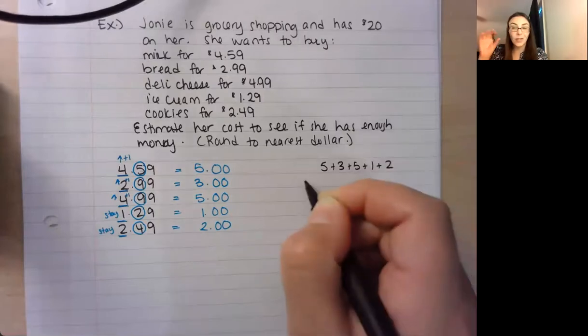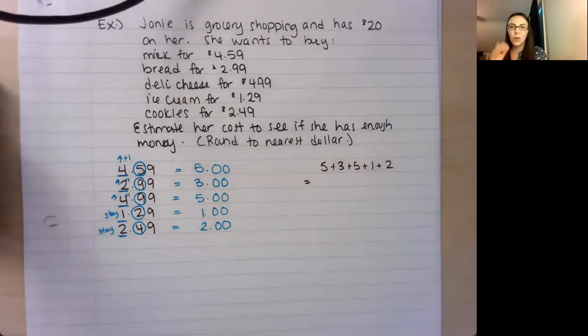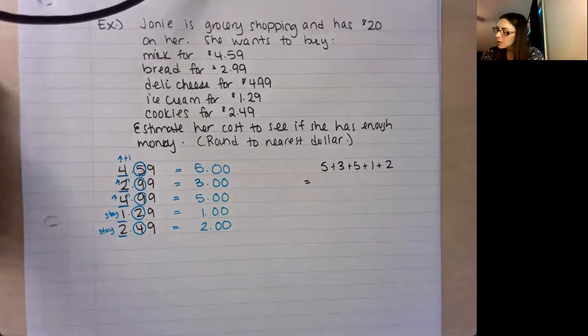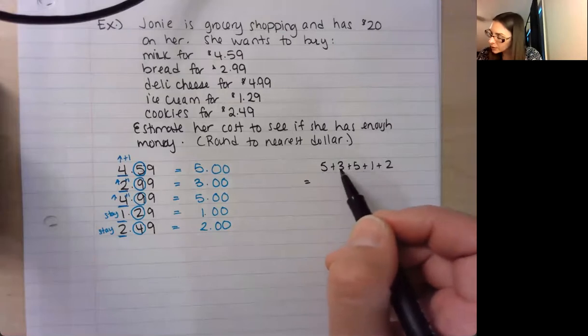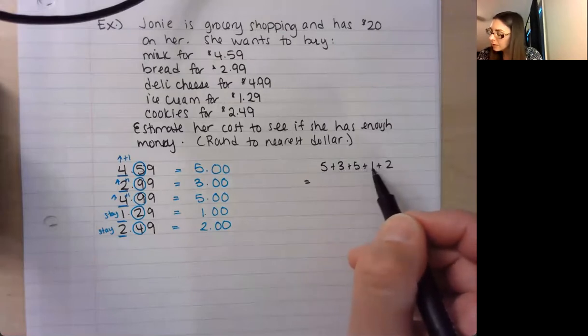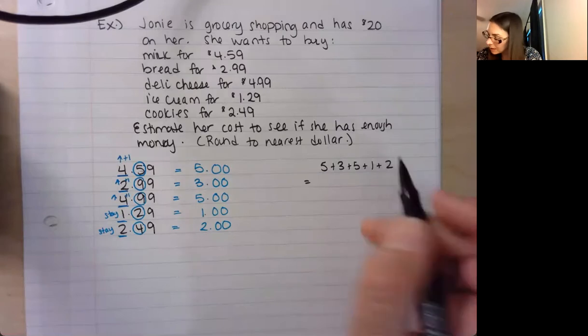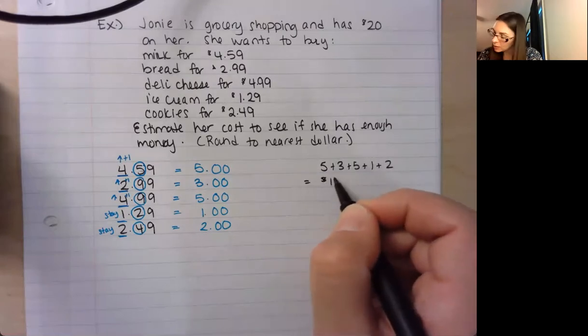So again, I kind of noticed I took a little bit to the decimals here, but I think you guys can handle it. We know how to work with money. So now I just have a number example here. So I have 5 plus 5, which is 10, plus 3 is 13, plus 1 is 14, plus 2 is 16. So I'm getting $16.